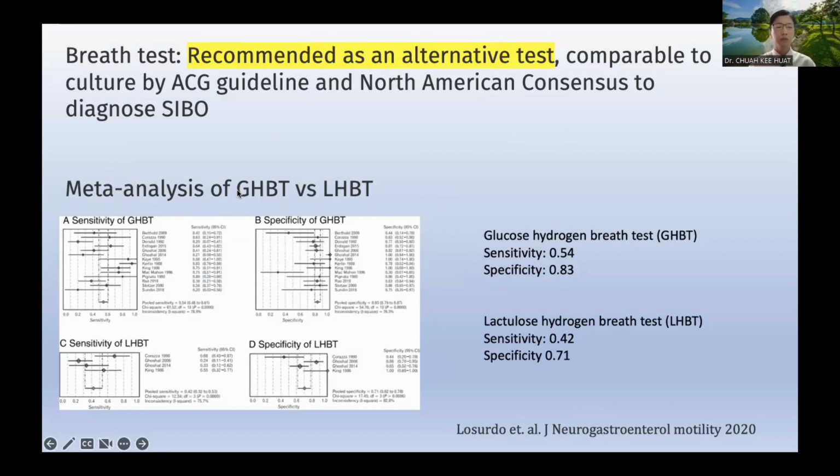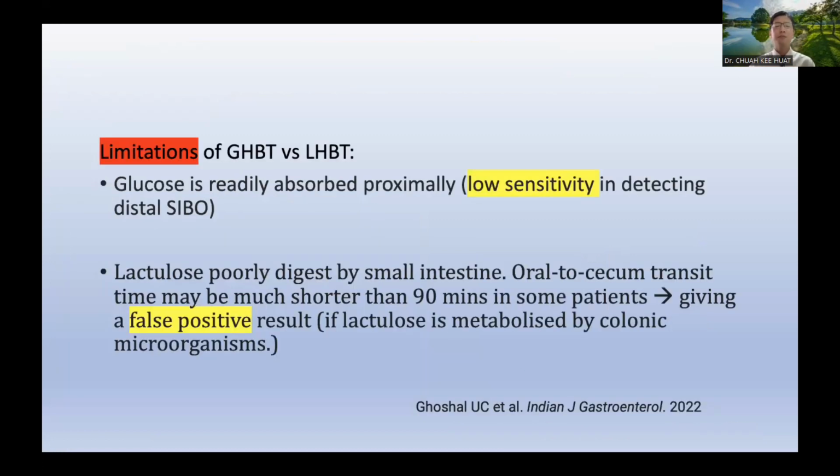Again, just to re-emphasize, usually we use the glucose or lactulose hydrogen breath test. For the glucose hydrogen breath test, based on meta-analysis, the sensitivity is 0.54 and specificity is 0.83. The lactulose breath test similarly has a sensitivity of 0.42 and specificity of 0.71. There are also limitations. The tests are not great. There is low sensitivity in detecting distal small intestinal bacterial overgrowth.